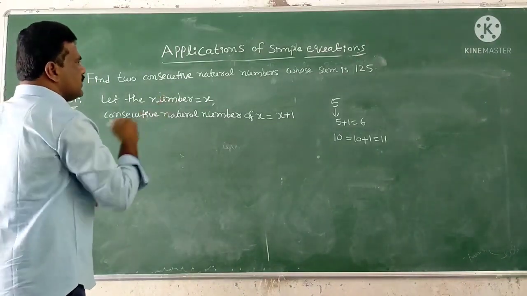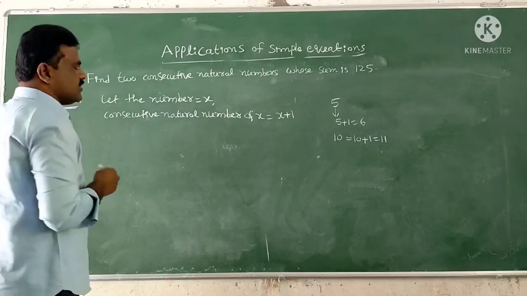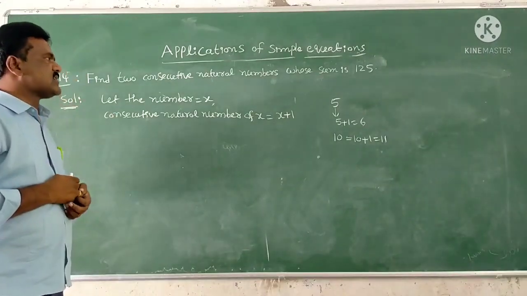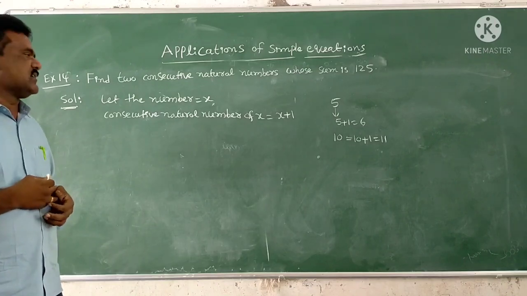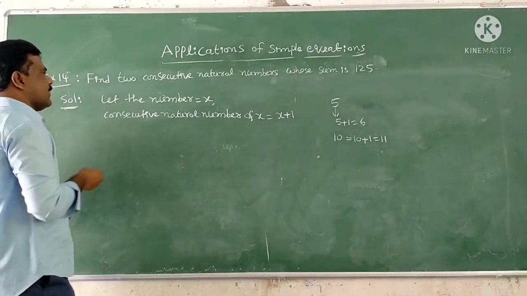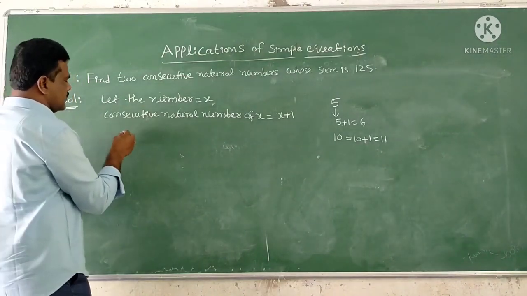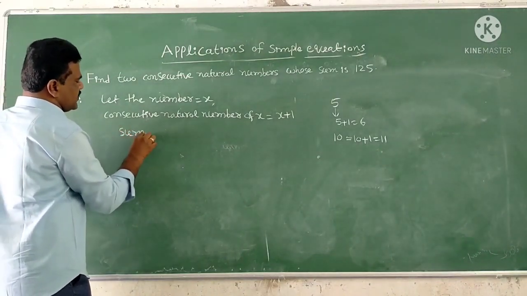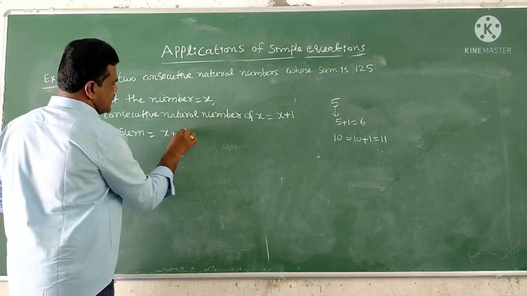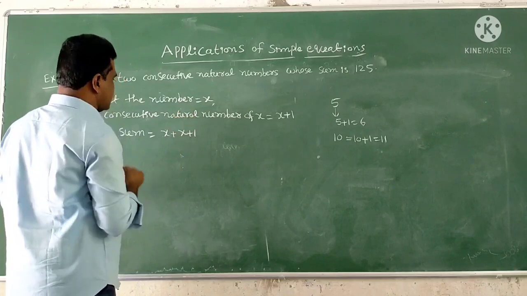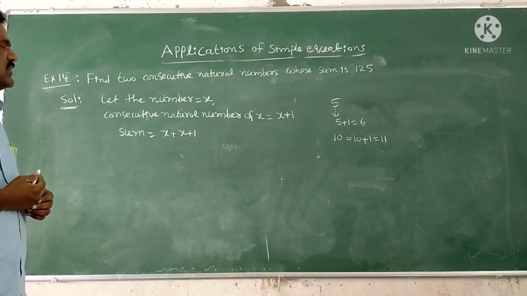Here, next is the given sum of the consecutive numbers. So, third step is translate the given problem to mathematical sentences. Sum of the consecutive numbers is 125. So, sum is equal to x plus x plus 1.